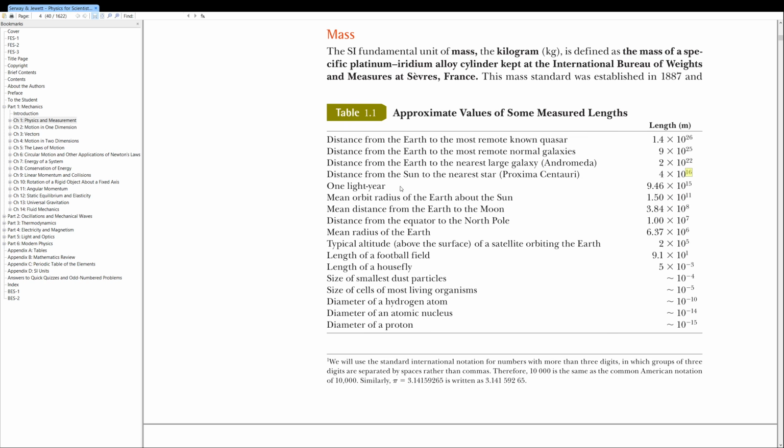So it's about 10 years light takes to travel from Proxima Centauri to our solar system. And the nearest large galaxy is 6 more zeros after that. So what is that? That's another million. So 10 million light years away is Andromeda. And then 1,000 times that, so 3 more zeros, is the Earth to the most remote normal galaxies. And then the distance from the Earth to the most remote known quasar is this astronomically huge number, 10 to the 26 meters, right?